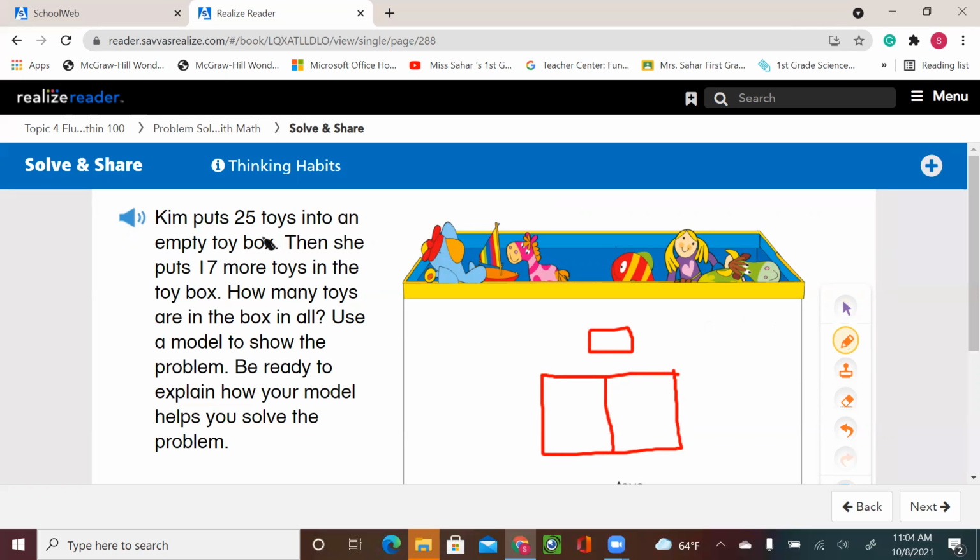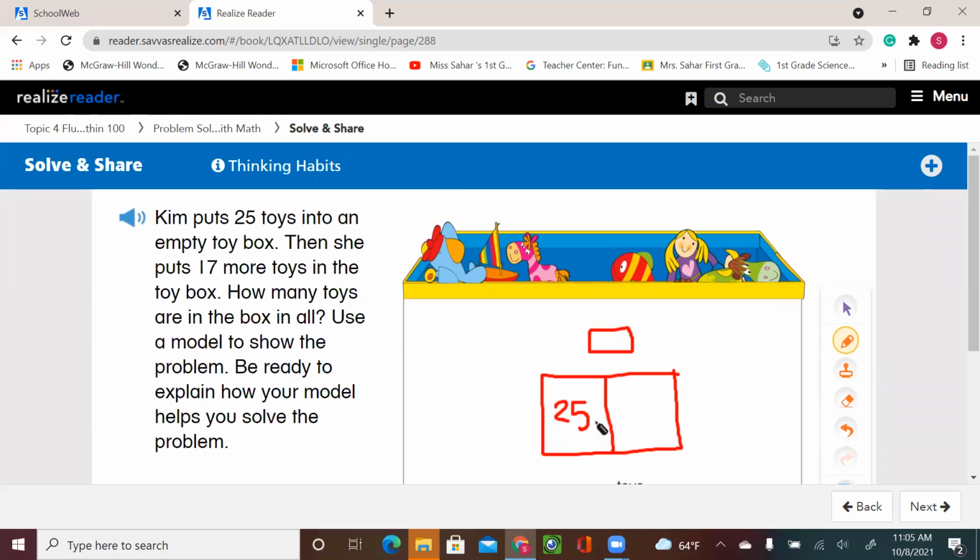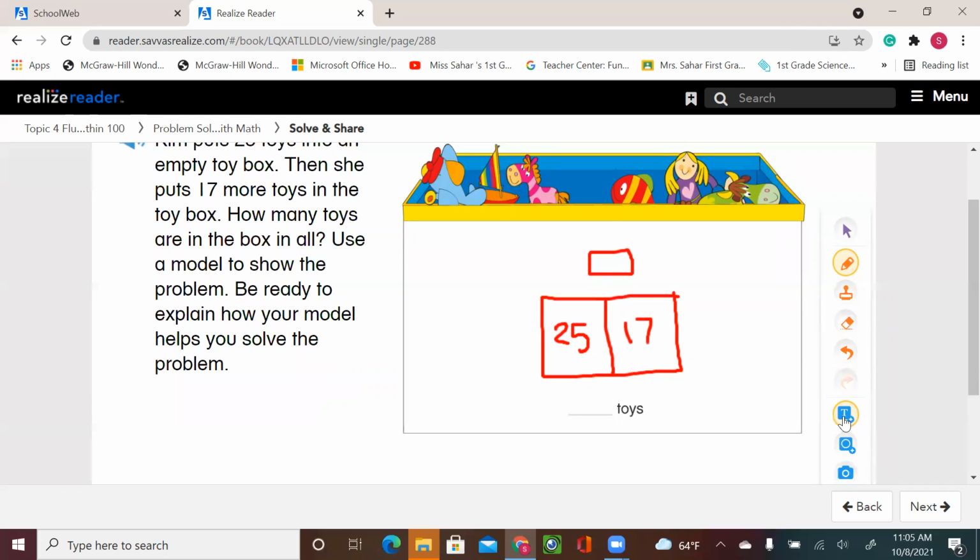I know that we have one of the addends, 25. Kim has 25 toys in a box, and it was an empty box. Then she adds 17 more. So that's the second addend or the second part. Now I need to add them to get the total or the sum. So for my adding, I can add the tens and then add the ones. So let's write this down.